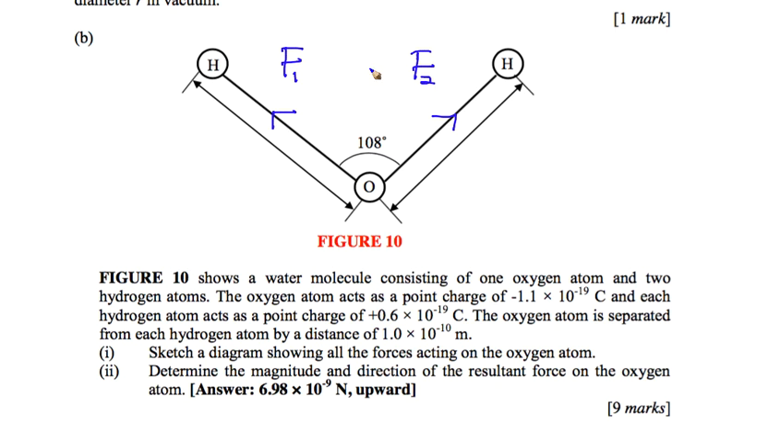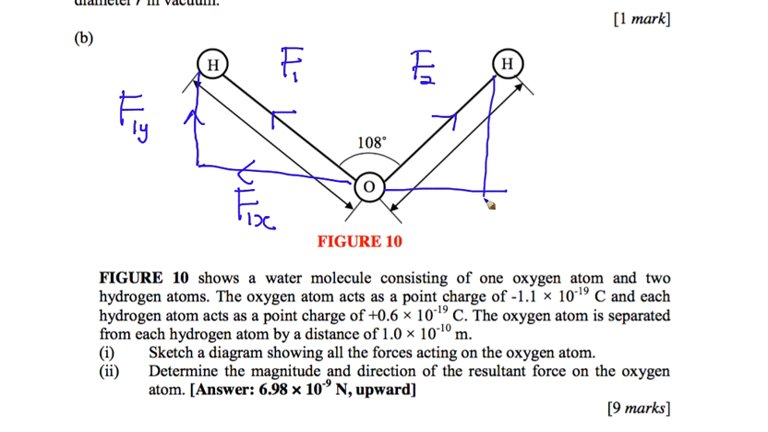To calculate the resultant here, you must resolve F1. You can use the triangle here. So you can resolve F1 to the x-axis, and you can resolve F1 to the y-axis. Same process, you can use the triangle here. This is F2, resolved to the x-axis, this is F2x, and resolved to the y-axis, this is F2y.